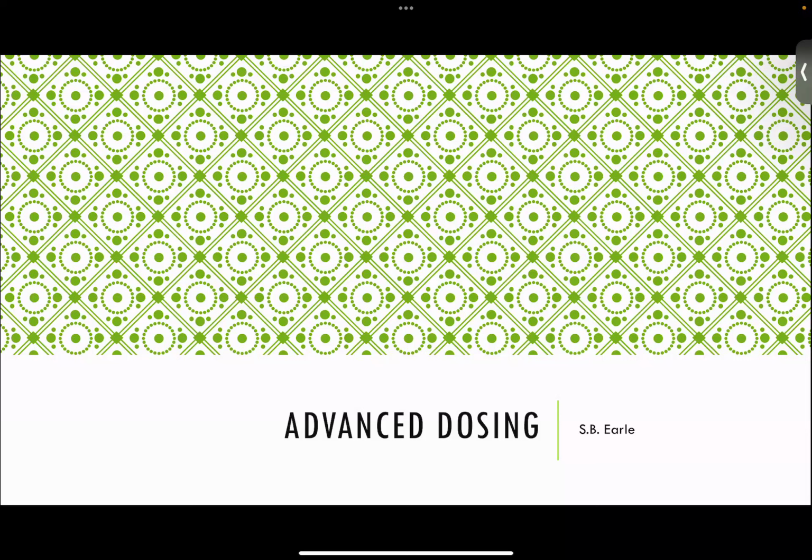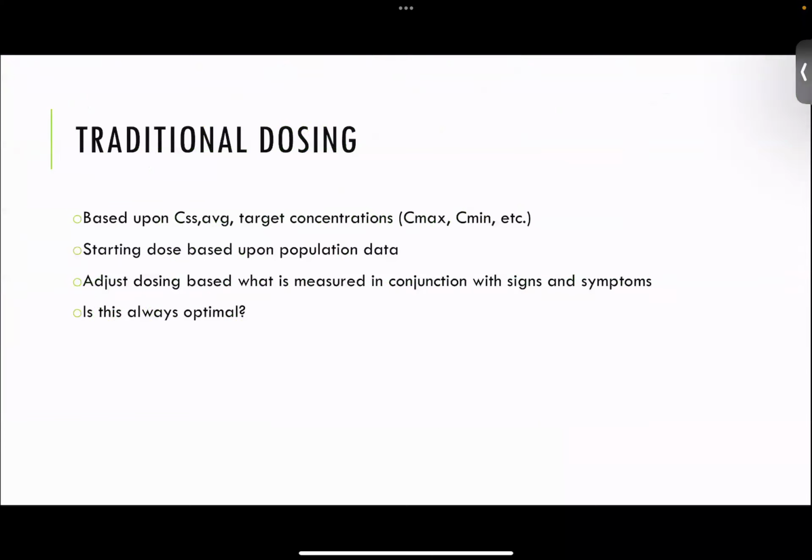And then we adjust based upon what we find out in the patient, either through signs and symptoms of lack of efficacy or toxicity, and we get levels and we decide if we need to make any adjustments up, down, give loading doses, hold doses, right? So everybody got that idea. So everybody can do that pretty much, right? Well, that's not always enough.